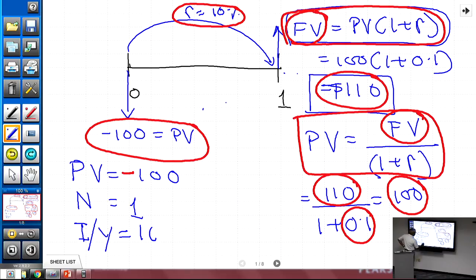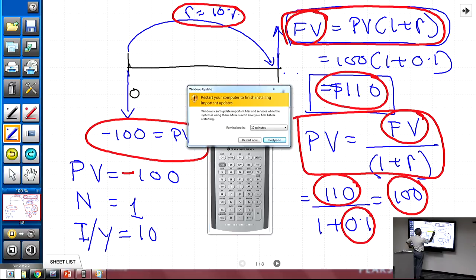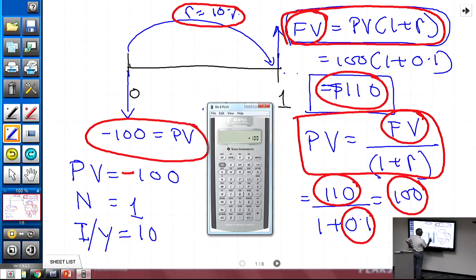I/Y is 10%. So going back over here now, I'm going to enter them, and I don't have to enter them in this sequence. I can enter them in any sequence I choose. So let's enter 100. I'm going to change the sign over here to negative, as you can see at the very bottom. And then I'm going to click the present value key that's over here in the middle of the third row from the top. And my display says PV equals minus 100.